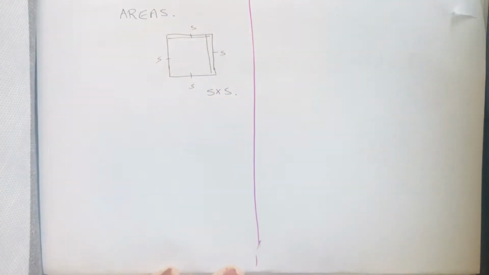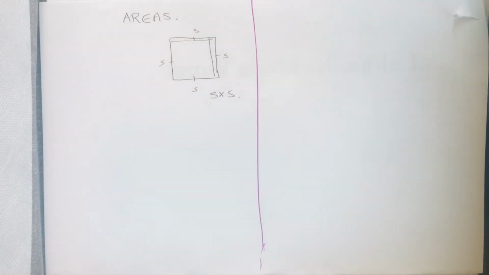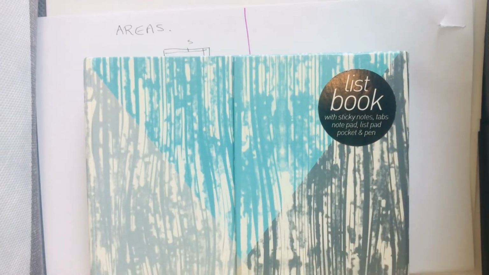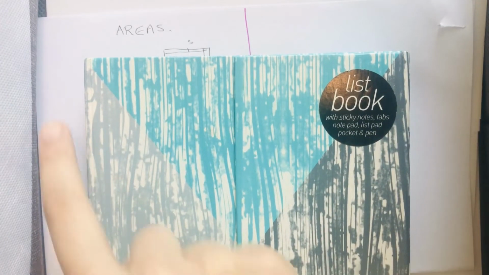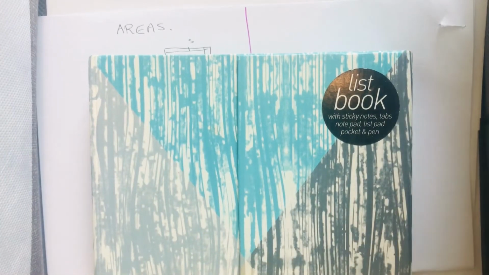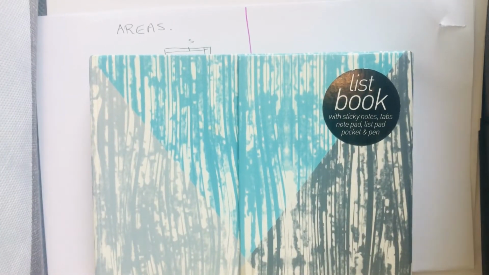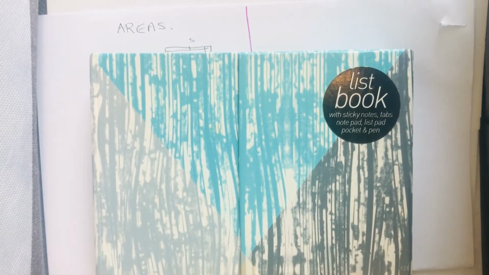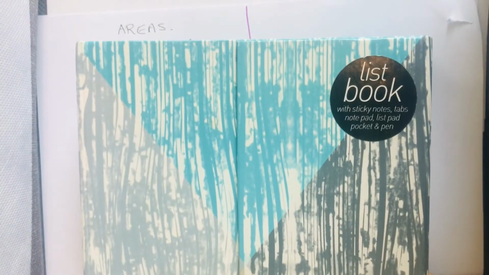So for example, you have this notebook right here, okay? So you take this multiplied by this, okay? Instead of adding all of these, you just need to take this times this to get the area, okay? So it will tell you how much space the book needs, okay?